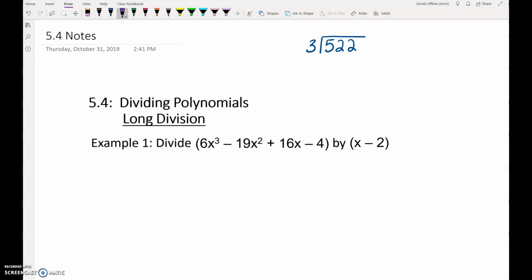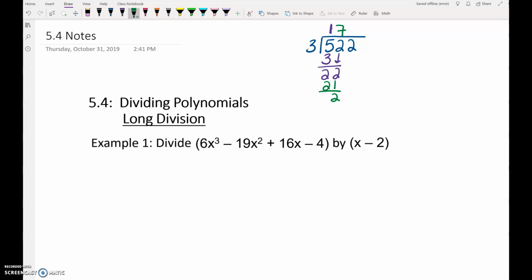If I were going to take 522 divided by 3, we would start with how many times does 3 go into 5? It goes in 1 time. 1 times 3 is 3. You subtract, and then bring down the next number. How many times does 3 go into 22? 7 times. 7 times 3 is 21.